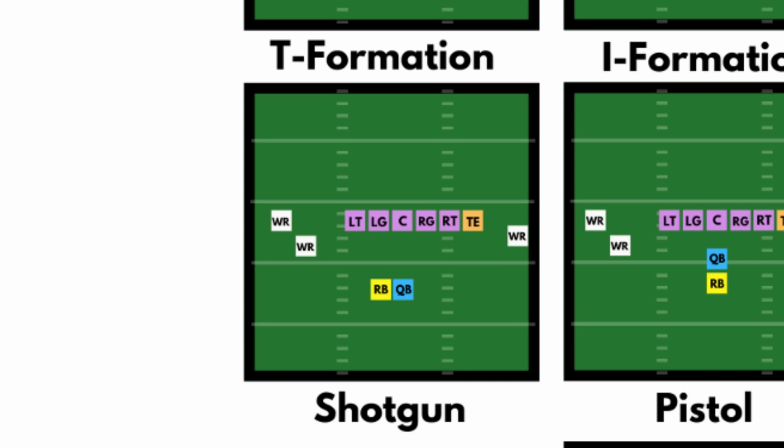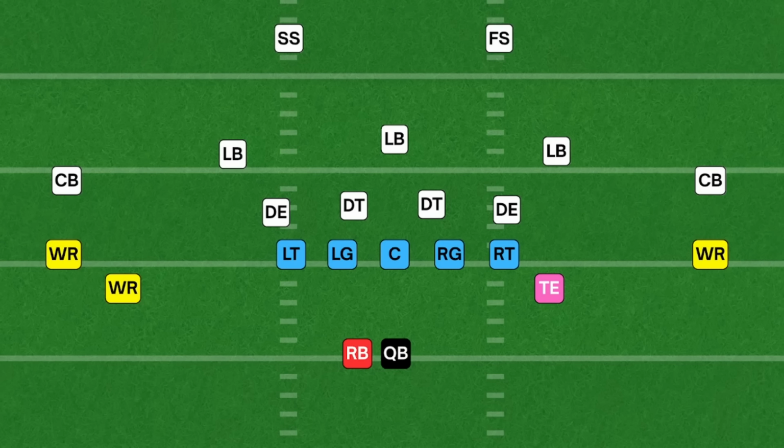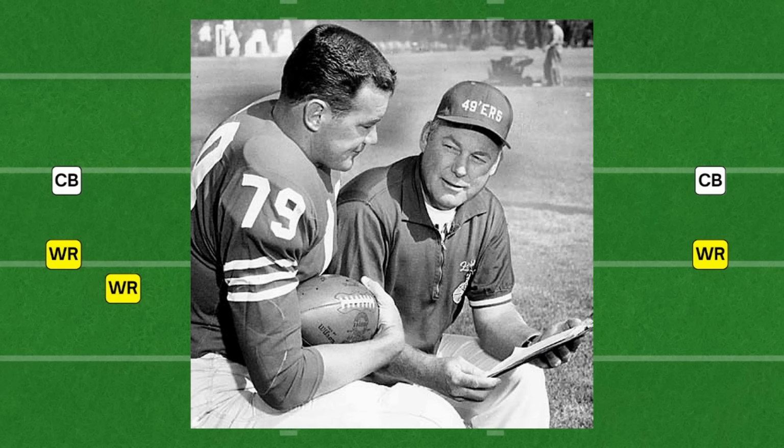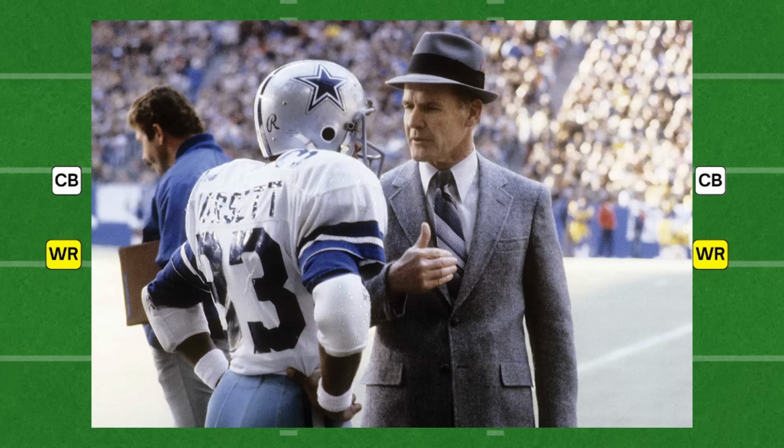Shotgun. Now we get to the formation that changed everything, the shotgun. The quarterback doesn't line up under center. Instead, he stands 5 to 7 yards behind the center and catches the snap through the air. Red Hickey of the San Francisco 49ers brought the shotgun to the NFL in 1960, but Tom Landry's Dallas Cowboys made it famous in the 70s. They called it their signature formation.